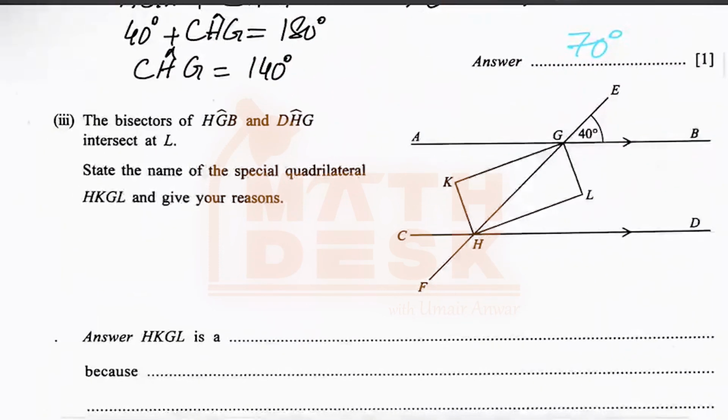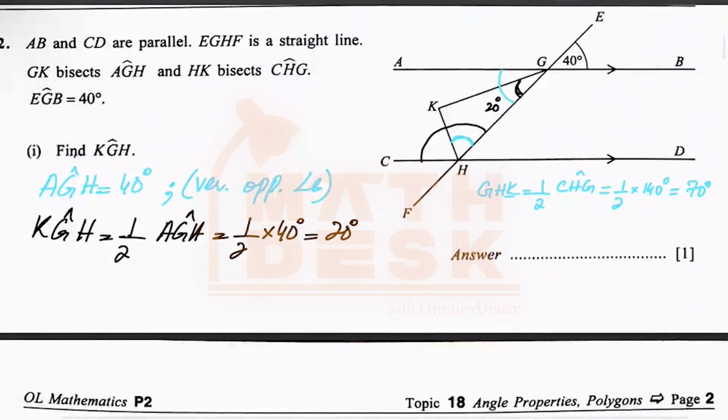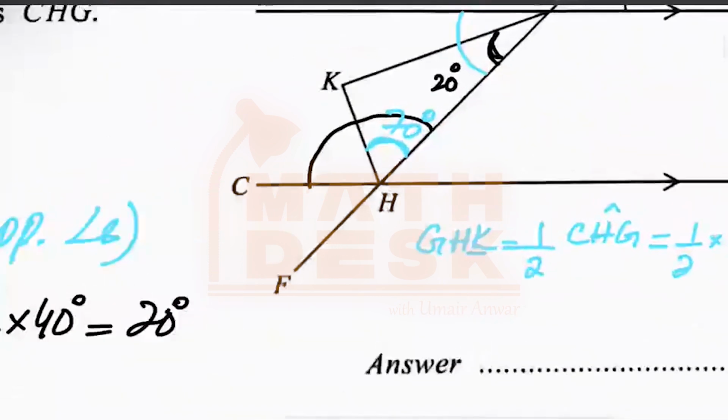Now, the bisector of this angle is drawn, and the bisector of this angle is also drawn. State the name of the special quadrilateral HKGL. Now, as we can see, this angle was 20 and this one came out to be 70. So their sum becomes 90 and the remaining angle here would be equal to 90 degrees.